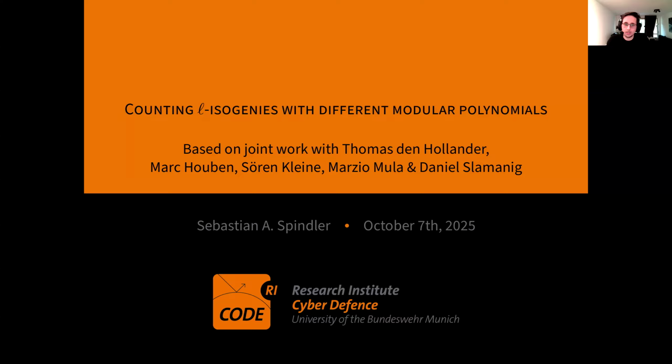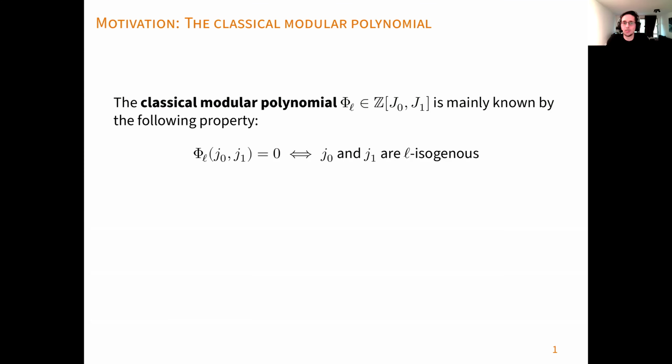All right, so to start, let's look at some motivation, namely the classical modular polynomial. I think probably most of the people in this call have seen this polynomial before and mainly know it by the following property, saying that if we have two j-invariants over some field whose characteristic is not l, then these are l-isogenous, meaning there's an l-isogeny between representatives of these j-invariants, if and only if plugging them into this classical modular polynomial returns 0. But even if you know the polynomial by this property, you might wonder, well, where does this polynomial actually come from?